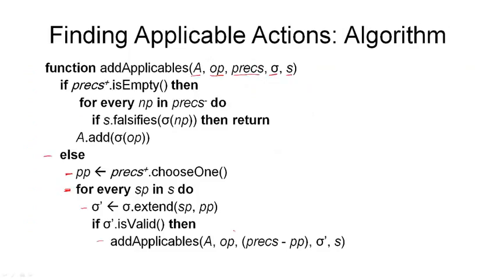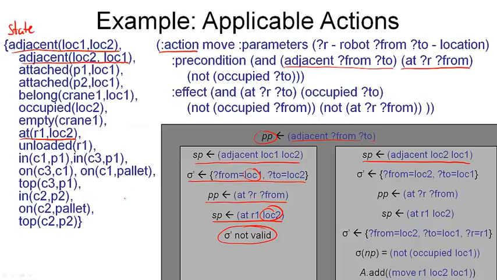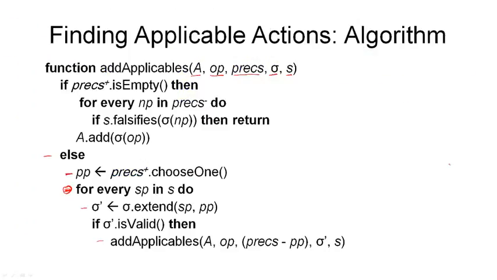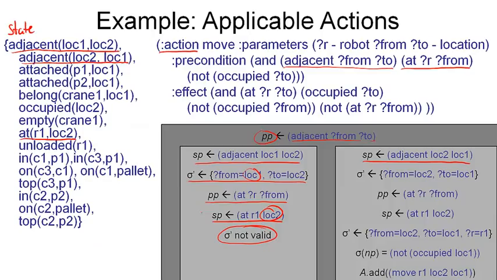But if we go back to the algorithm, we had a branch here previously in this loop that we haven't explored yet, and that is listed here, namely where SP was adjacent location 1 to location 2. And again, what we do is extend our substitution such that the state proposition matches the positive precondition. And we can do that here. So we have that our new substitution maps from to location 2 and 2 to location 1.